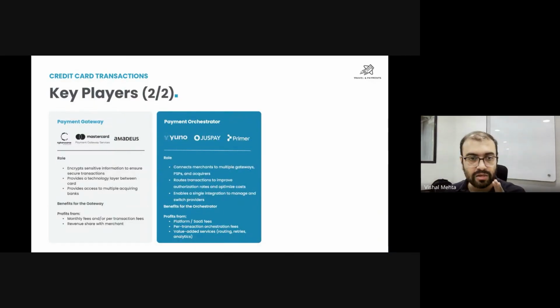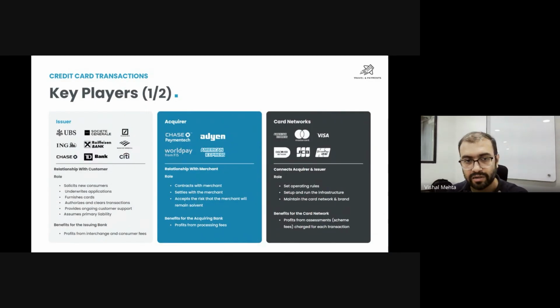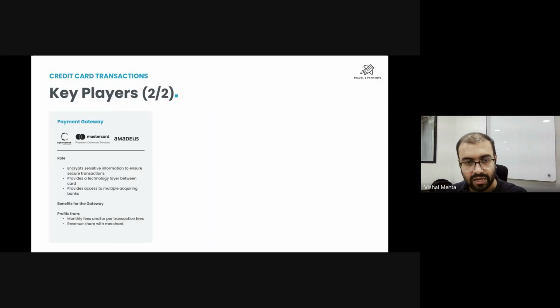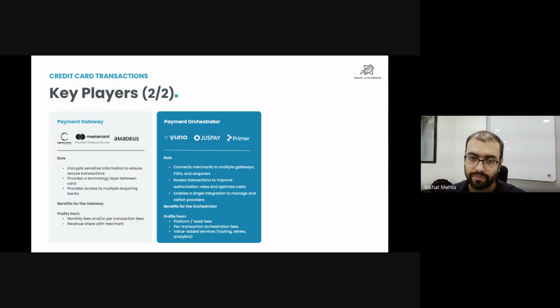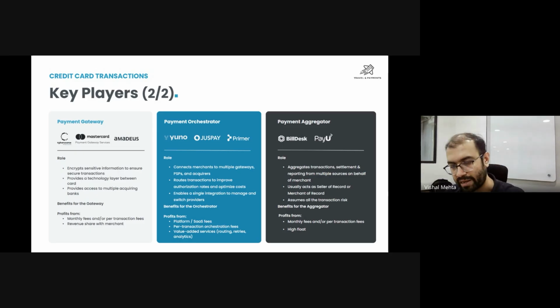So this is about the different players in credit card transactions. You have issuer, you have acquirer, you have card networks, and then you have payment gateways, payment orchestrators, and payment aggregators, right? So these are the 6, and of course you can include many more players and many more layers in there, but these are the 6 which you need to know from a merchant standpoint. What are the different elements in a card transaction?